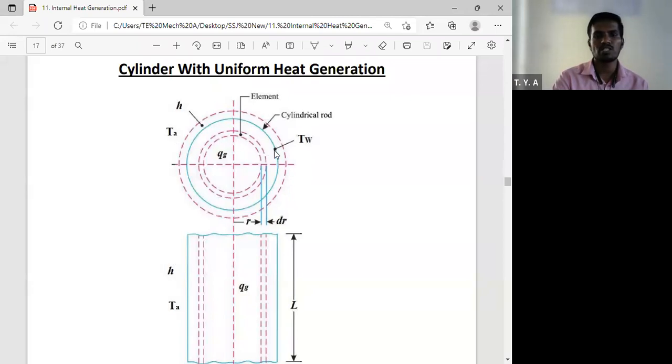We have to consider one small element. Qg amount of heat is generated within that element. This small element we have considered has thickness dr and is at distance r from the center. At the outside of this cylinder there is air having heat transfer coefficient h, and the air at the outside of the cylinder has temperature Ta.